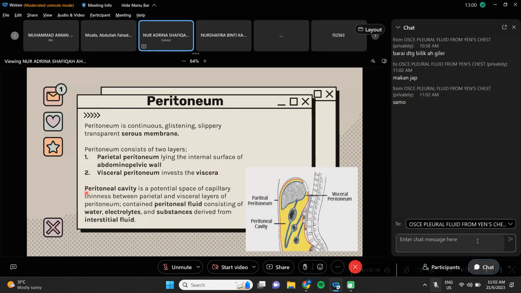The peritoneal cavity is a potential space between the parietal and visceral layers, and it is only capillary thin. It contains peritoneal fluid, which consists of water, electrolytes, and substances derived from interstitial fluid.